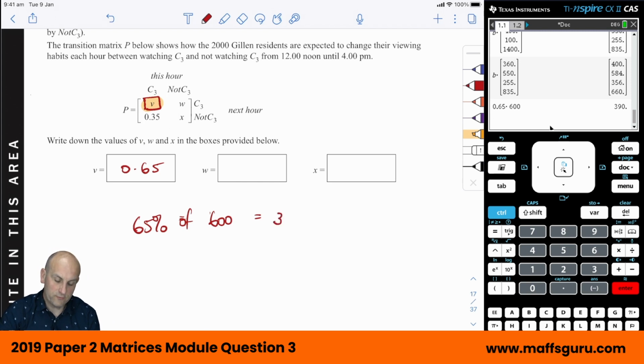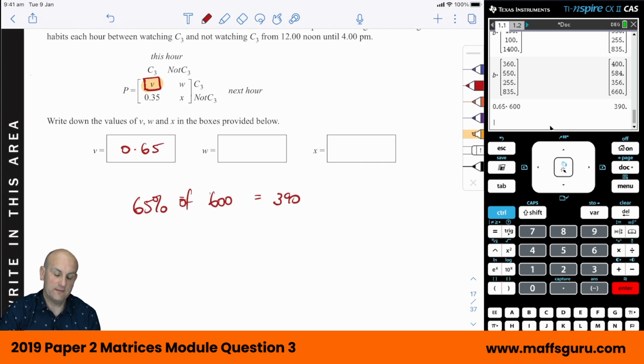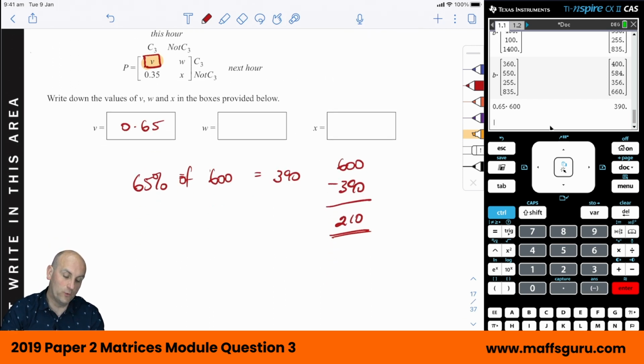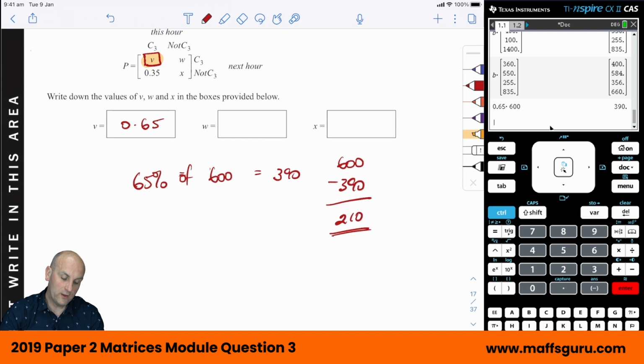So that means that 390 people will stay. So that means that we would have to have 600 minus 390, 210 people come from somewhere else. All right, so where are they going to come from? Well, they're going to come from the people who were not watching it the previous hour. So that's 1,400 people. So we're going to have 210 out of 1,400.